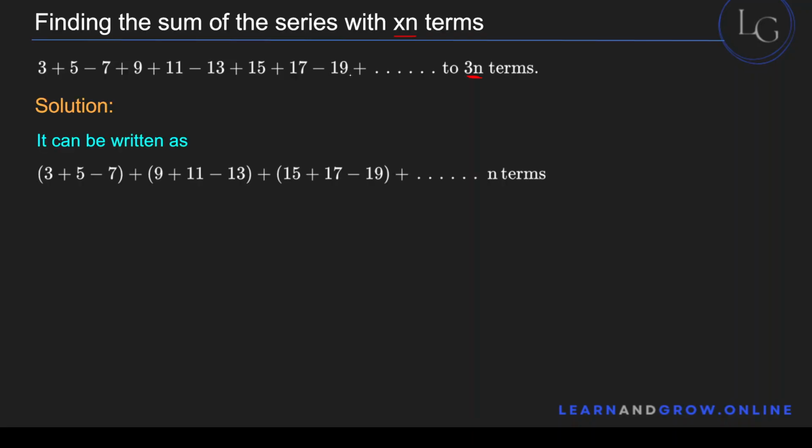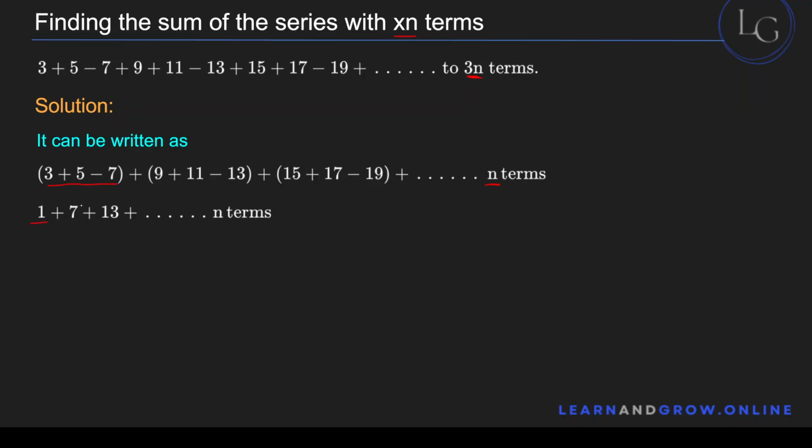Well, you make groups of 3 and then you make a series with these groups of 3, and they go to n terms because they are 3n terms. If they ask for 2n terms, you would have made groups of 2 and those would go to n terms. So now they ask for 3n terms, so you'll make groups of 3 and they go to n terms. So when you add up these values, you get 1.